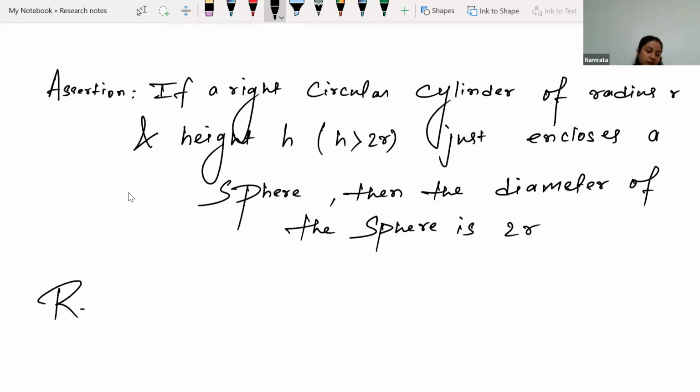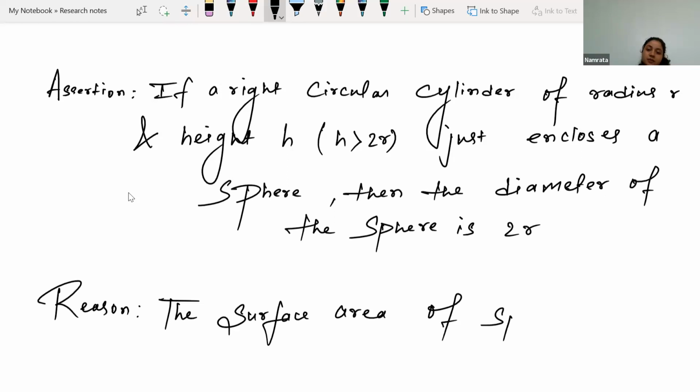And the reasoning behind that is the surface area of the sphere is 2 pi r (h plus r).